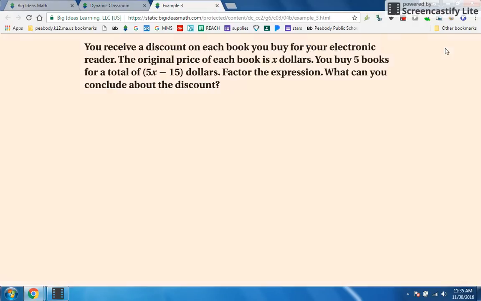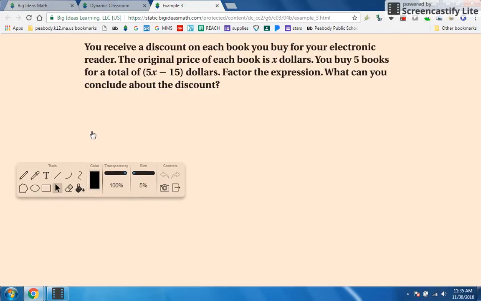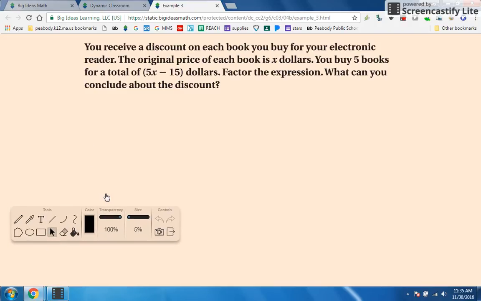Okay, this is tiny. I don't really know why. All right, so you receive a discount on each book you buy for your electronic reader. The original price of each book is x dollars. You buy 5 books for a total of 5x minus $15. Factor the expression, and what can you conclude about it?